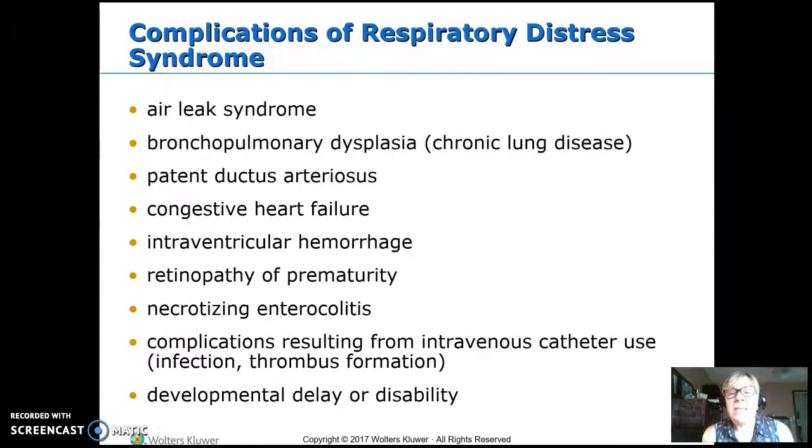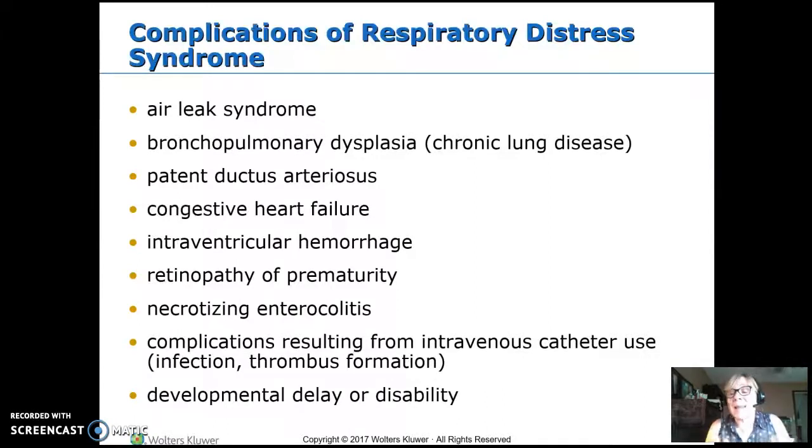So, complications of respiratory distress syndrome. Well, air leak: we're trying to blow it with some pressure into the lungs, and we can have problems with blowing a little too hard. Bronchopulmonary dysplasia, or BPD, is the old term. We now call it chronic lung disease, or CLD, is what you'll see at the hospital.